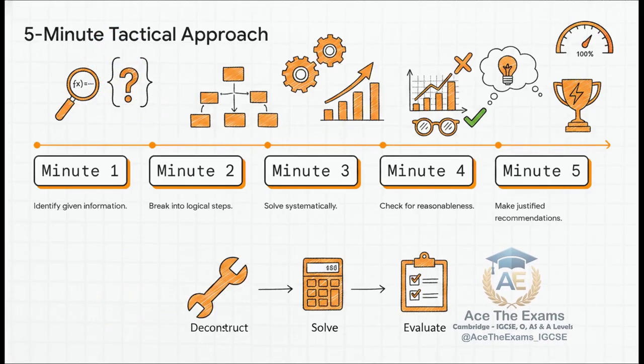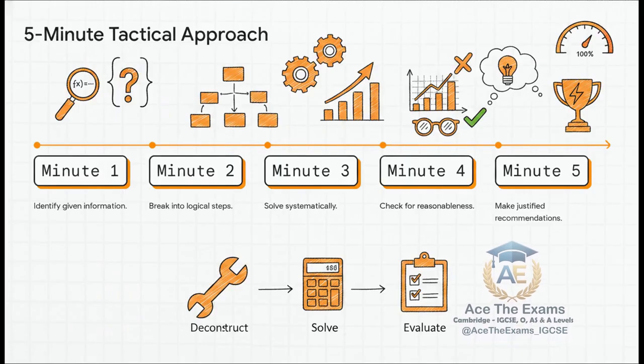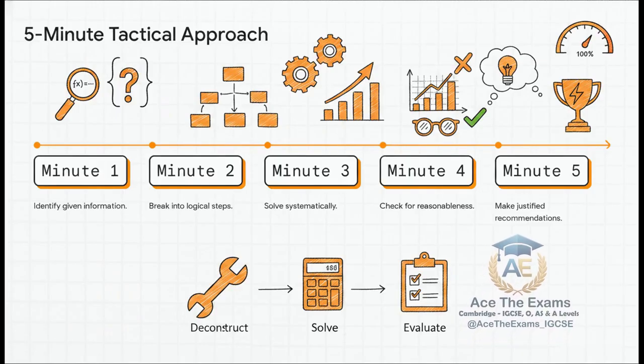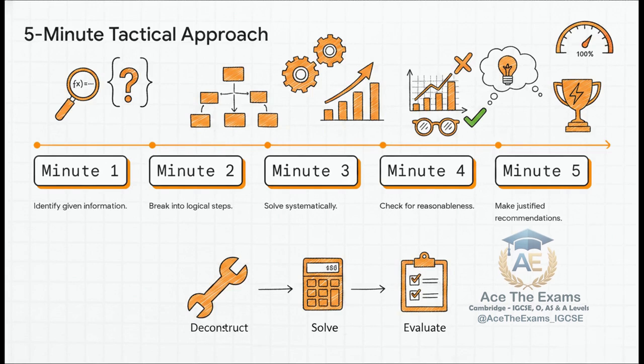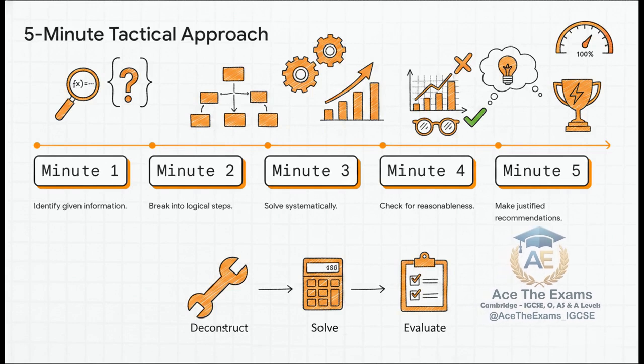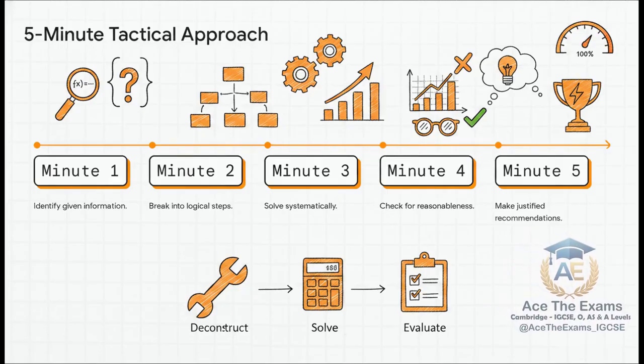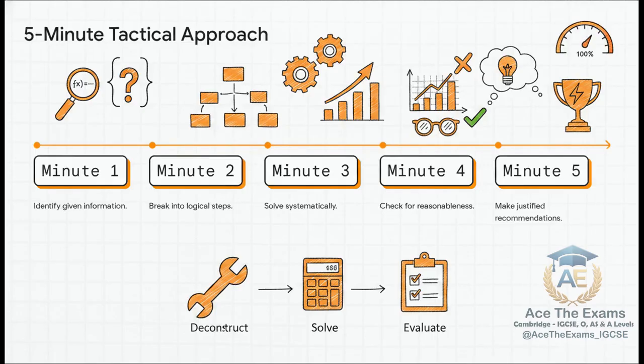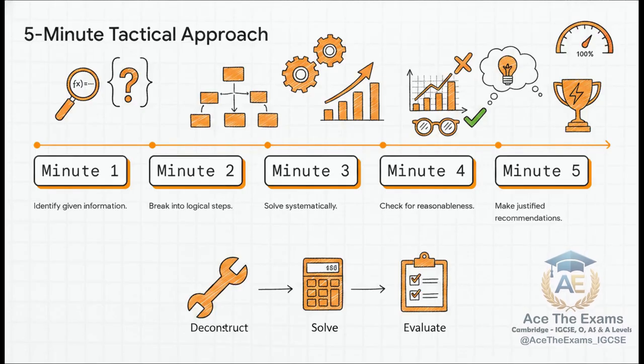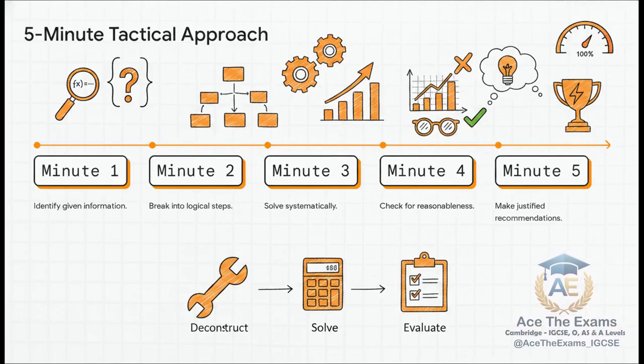Minute 4, check for reasonableness. If you are tracking the velocity of a particle and your derivative says it's moving at 10,000 meters a second squared on a gentle curve, your power downshift is bugged. Catch the glitch here. Minute 5, make justified recommendations. Tie it back to the physical context. Pacing yourself with this exact framework prevents the panic-induced RNG that destroys standard runs.